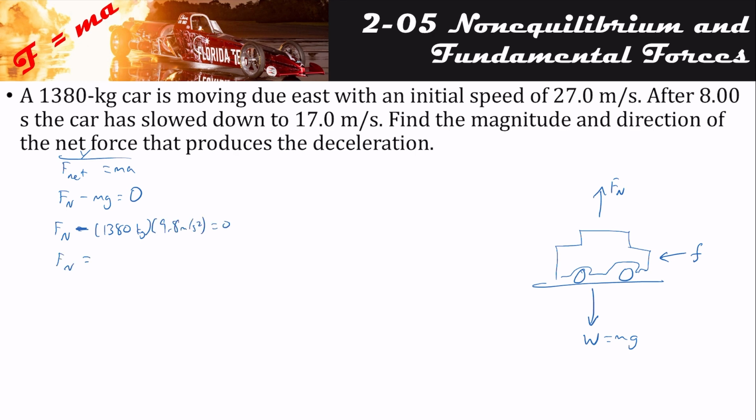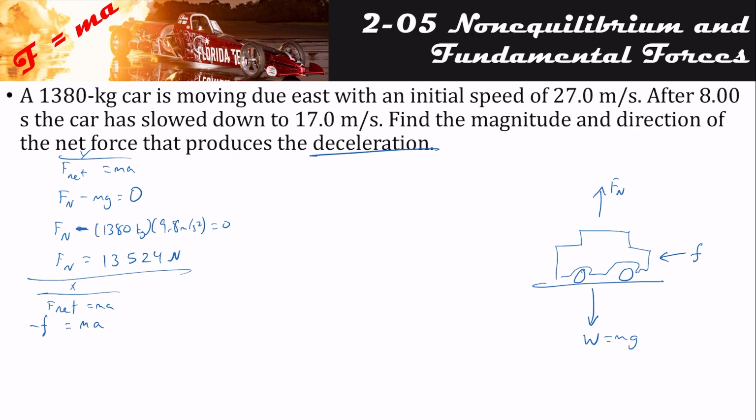So my normal force is going to equal 13,524 newtons. If I go in the x direction, I have my net force equals ma. So that is just the negative F, which equals ma. And there is acceleration. It says there is acceleration. But do I know the force that's slowing me down? No, it's what I'm supposed to look for. And I don't know my acceleration.